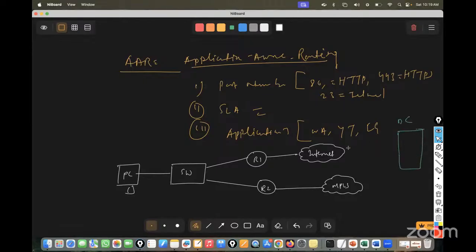This is my data center. It's also connected with R1, R2. This data center has some applications. Let's suppose App 1 works on HTTP, right? App 2 means any application that works on HTTPS.